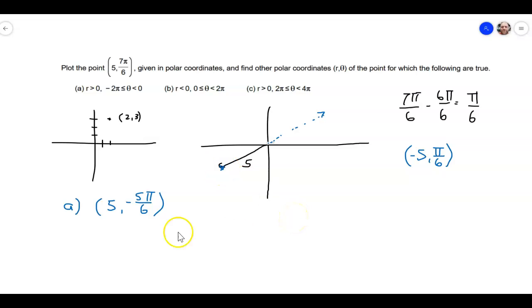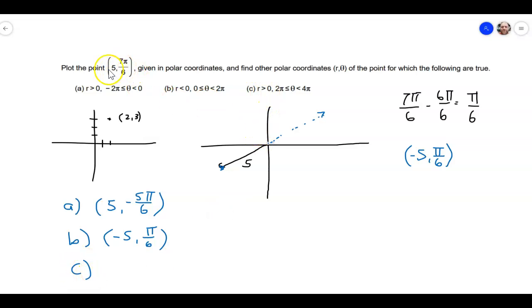All right, B wants a negative radius, so we're going to use this one, and we want a value between 0 and 2 pi. Up there it is right there. We already have it. So this is going to be -5, pi over 6.